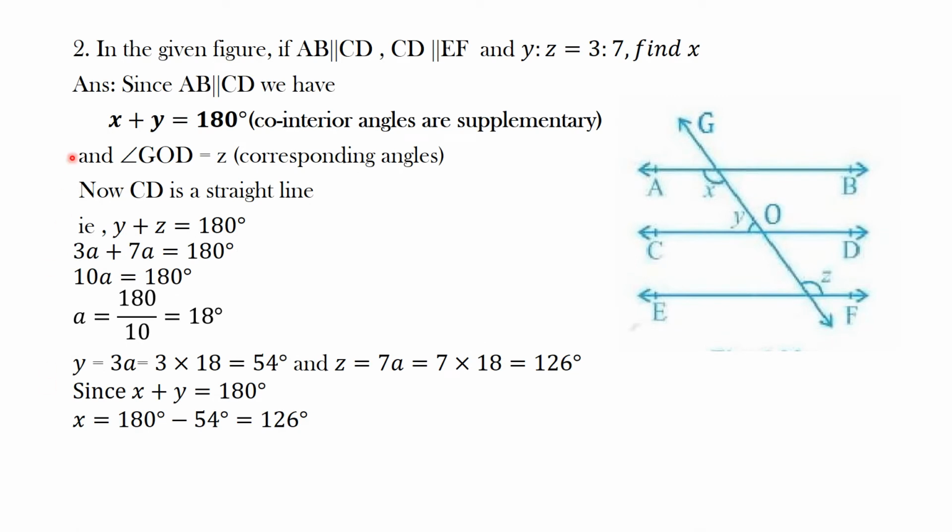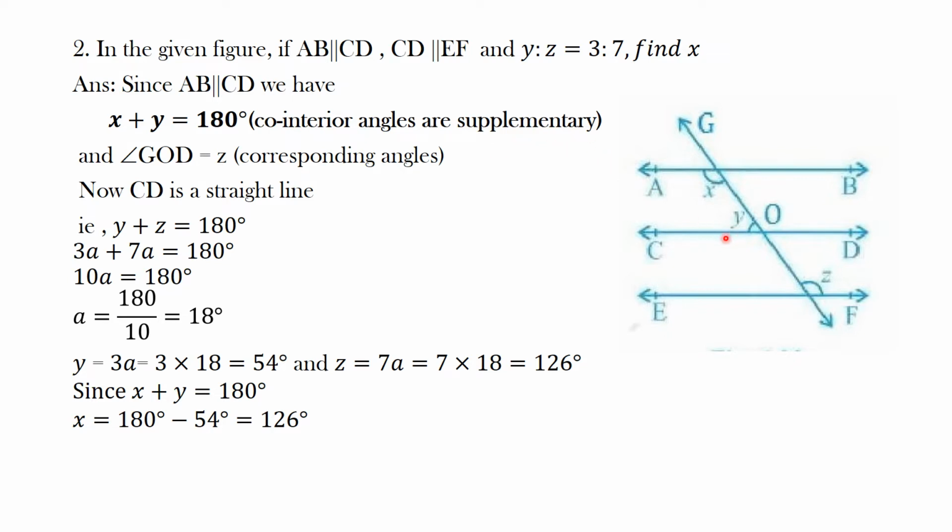Question number 2. In the given figure, if AB is parallel to CD, CD is parallel to EF and y is to z is equal to 3 is to 7, find x. We can see AB is parallel to CD. Here, x and y are called co-interior angles. If the lines are parallel, we have a condition: co-interior angles are supplementary. Therefore, we can write x plus y is equal to 180 degrees, and the reason is co-interior angles are supplementary.